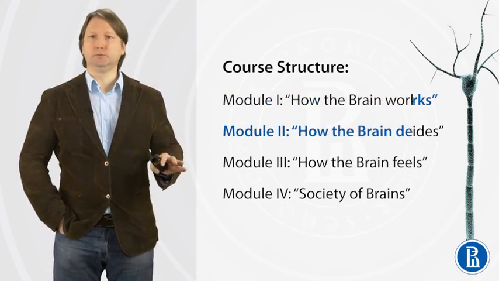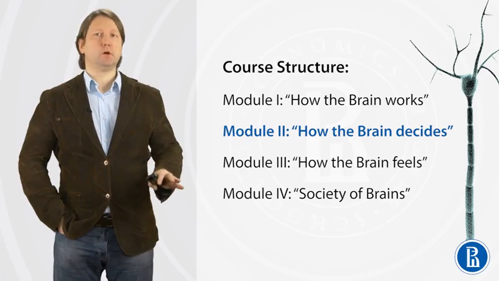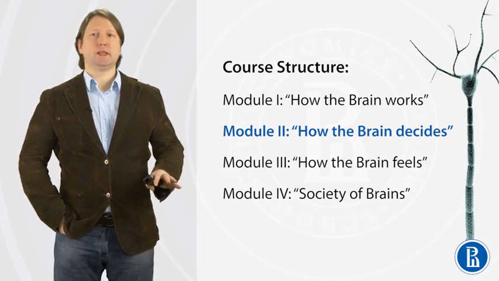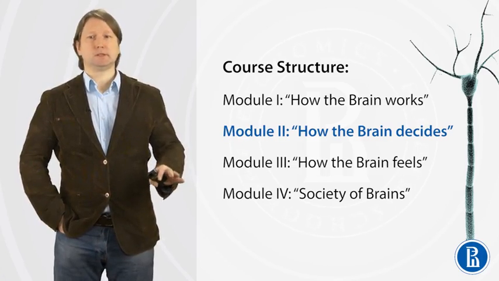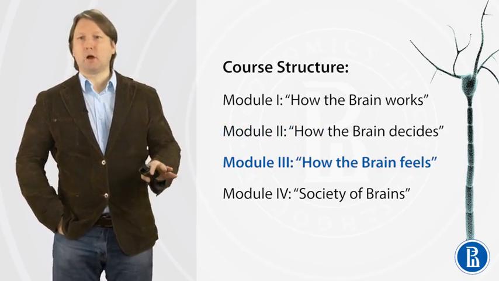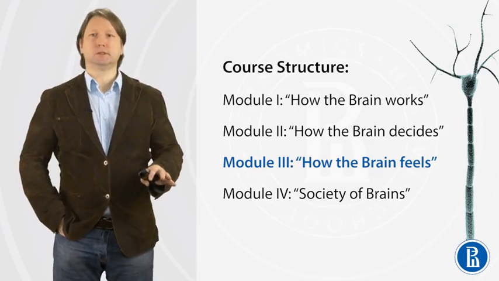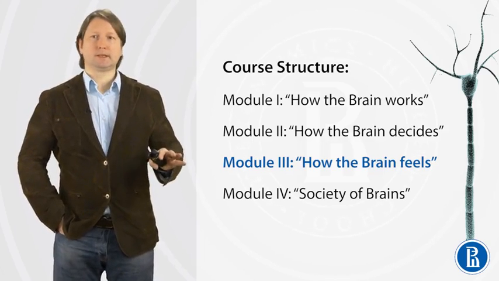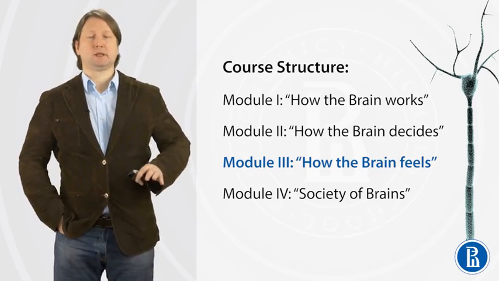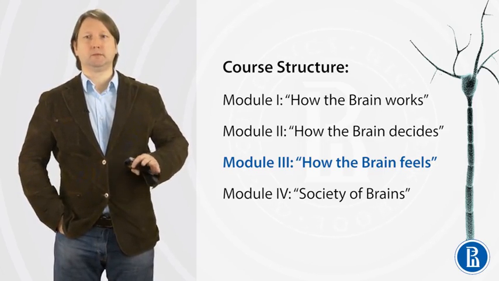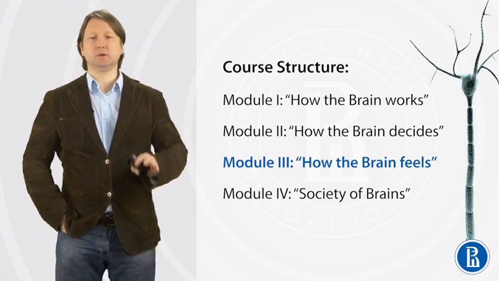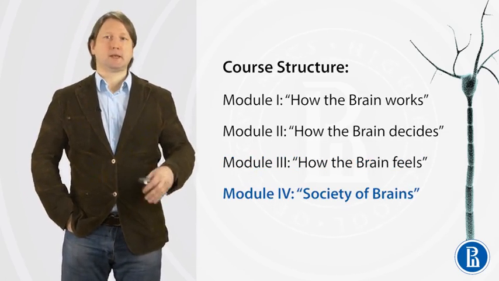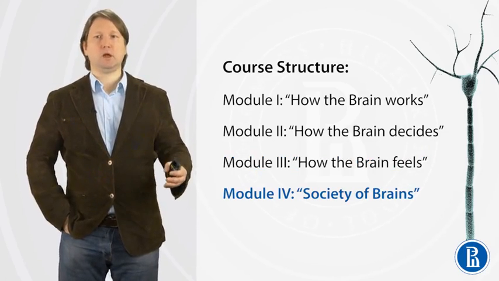During module 2, I will present the major models of neuroeconomics, and we will understand how the brain makes decisions. During module 3, we will focus on emotional mechanisms of decision making. We will discuss how affects and emotions modulate and program our decisions. And finally, during module 4, we will discuss how decisions are made in various social contexts.